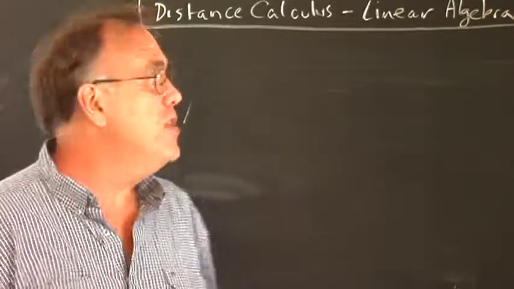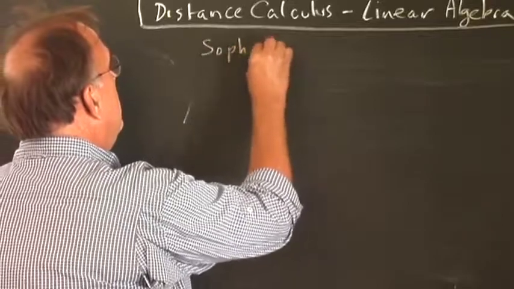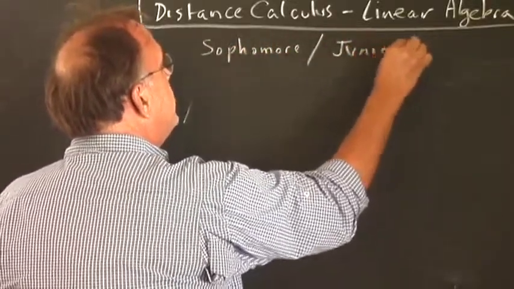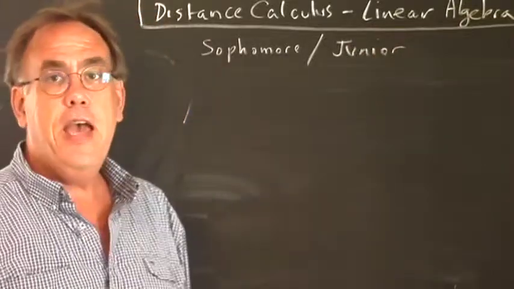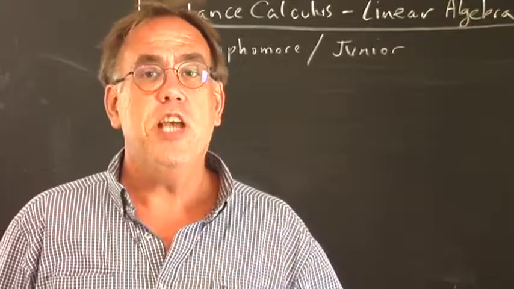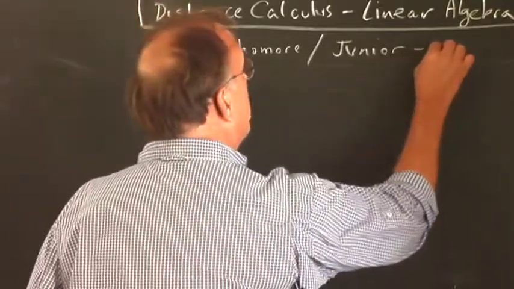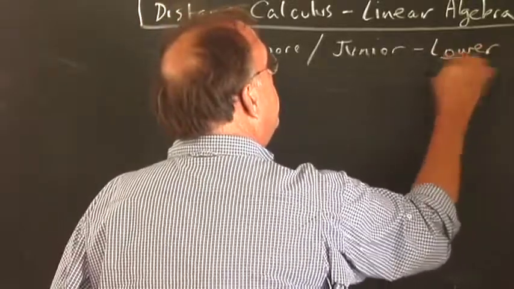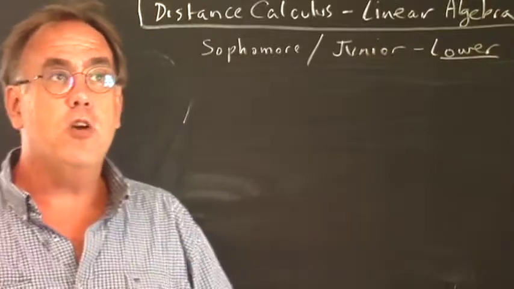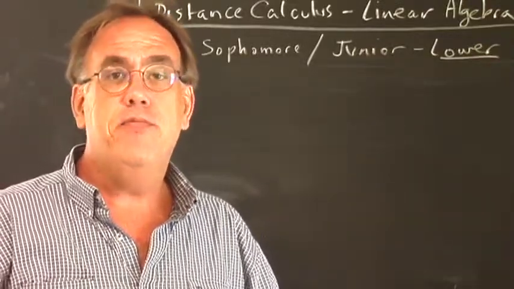Now, Linear Algebra is a sophomore or junior level course. At most schools it's sophomore, but some schools it is actually a junior level course. There are two different Linear Algebra courses, and this is technically the lower course. There is usually a higher Linear Algebra course, which is often called Abstract Linear Algebra, and this is not that course.